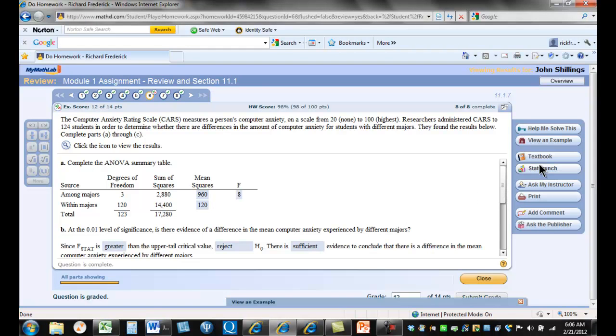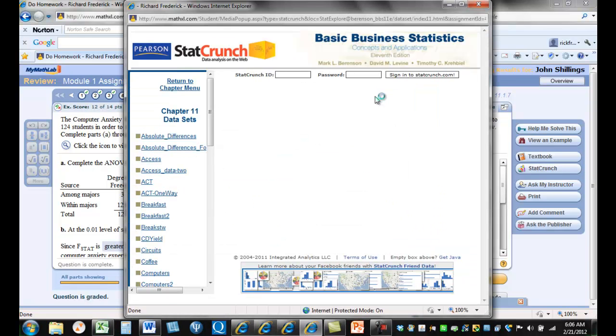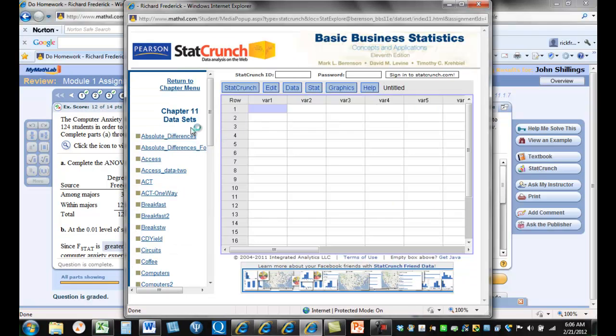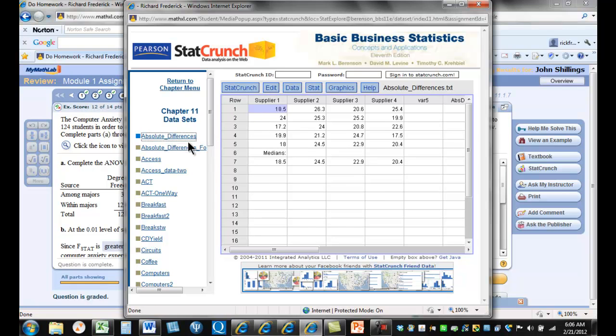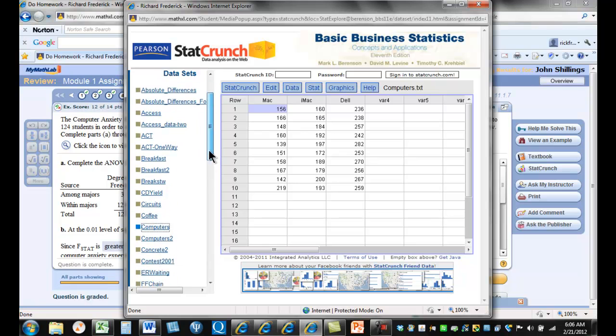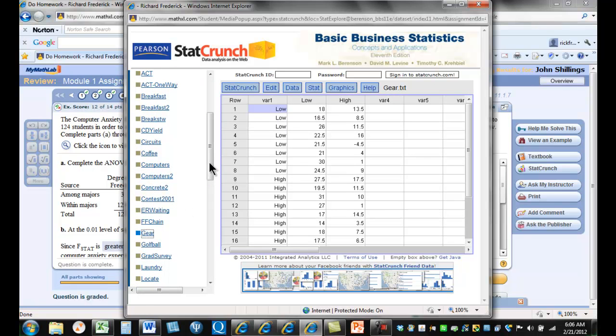So first, let me just show you that if you go to StatCrunch, inside of a module, you'll see the data sets that are used, and it will give you an idea of how to set up data for various problems. What form should the data take? How are they organized? It is always an essential question in data analysis: how am I supposed to set these data up?